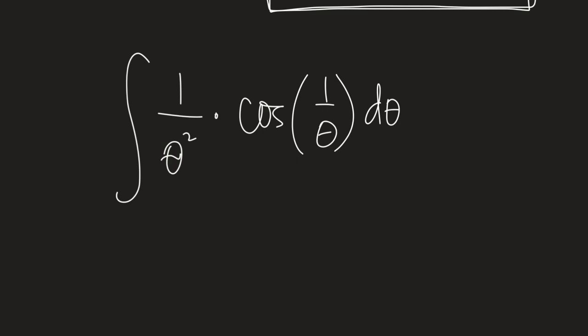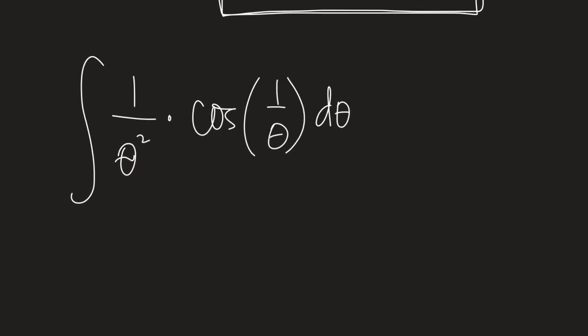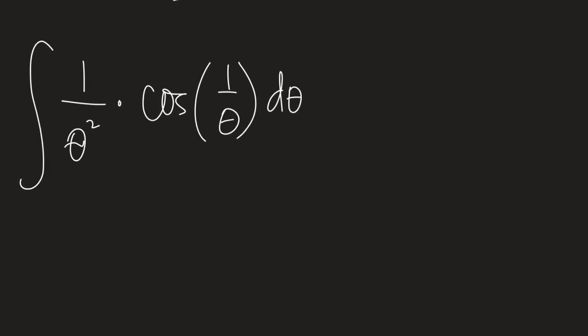And if you don't like thetas, make them all x's. Theta and x are variables. Theta is usually the variable for trig, but x also works. So we're going to go ahead and call this your u. U is 1 over theta.